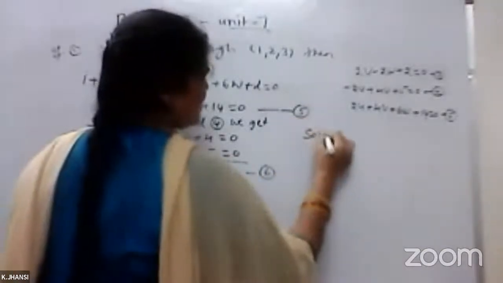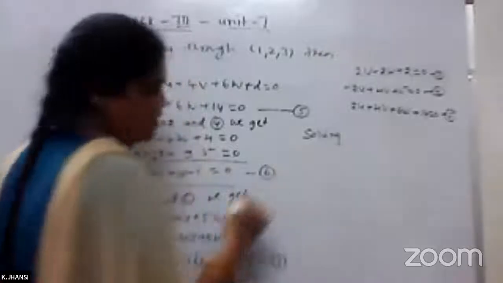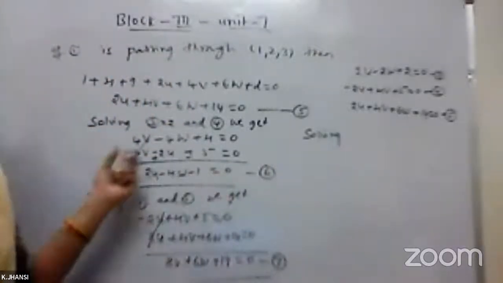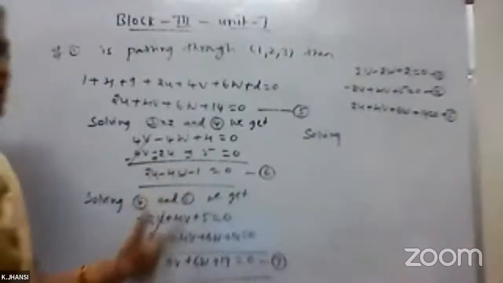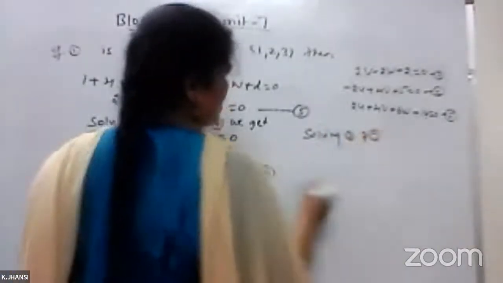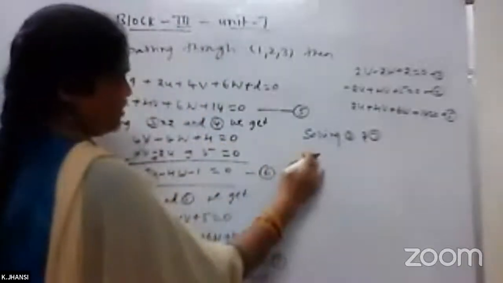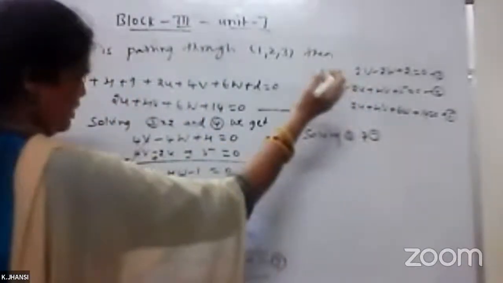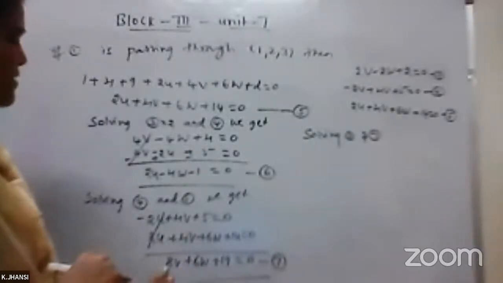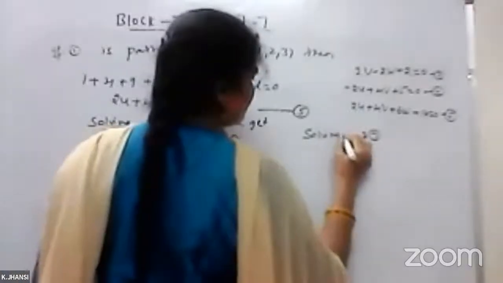Solving. So by any procedure, any method, you can solve any two equations. The thing is you have to find U, V, W. Okay. So solving 3 and 7. So what is 3? 8V is there. Here 2V. So you can cancel either V or W. So if you cancel the V, you multiply 3 into 4.